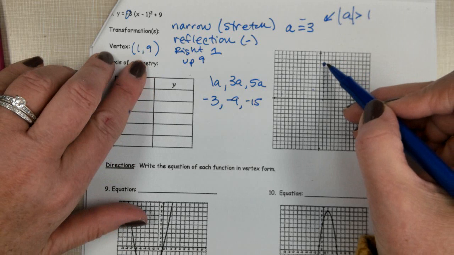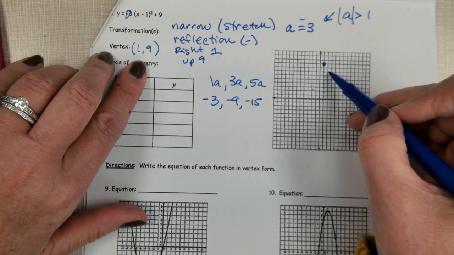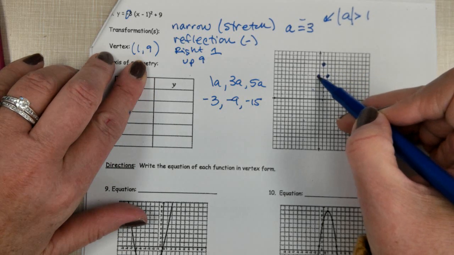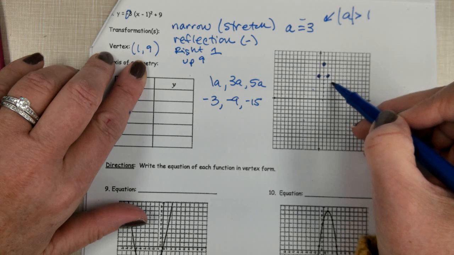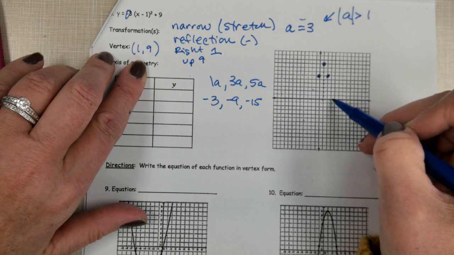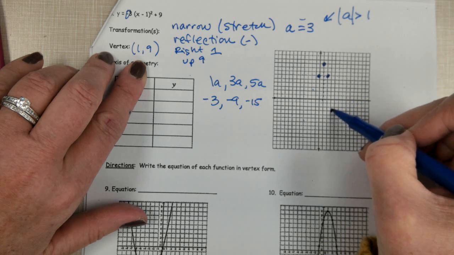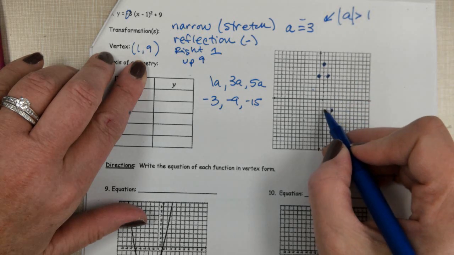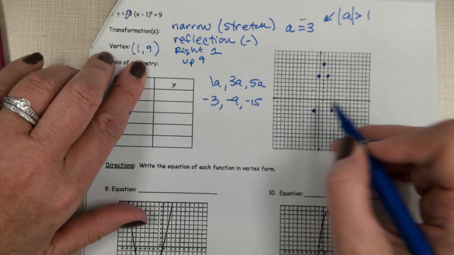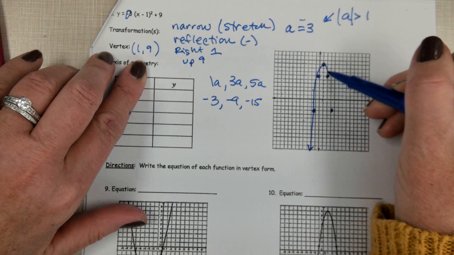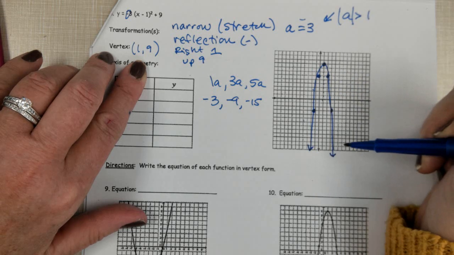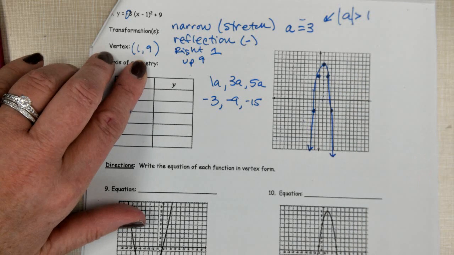Okay, so that means I'm going to go right 1, down 1, 2, 3, and then I reflect. Out 1, down 9. 1, 2, 3, 4, 5, 6, 7, 8, 9. And then reflect. 1, 2, 3, 4. Now, again, that's enough to make a parabola as long as you connect your points. Don't leave these dots hanging out there in space.